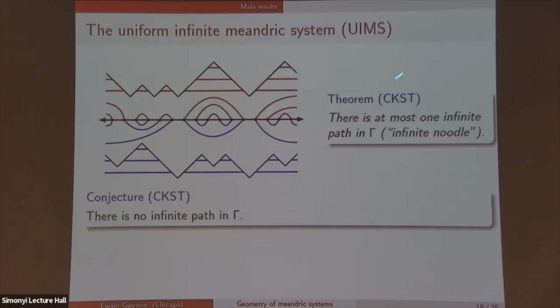So in their terminology, an infinite path in this uniform infinite meandric system is called an infinite noodle. They prove that the infinite noodle, if it exists, is unique, and then they conjecture that it does not exist.